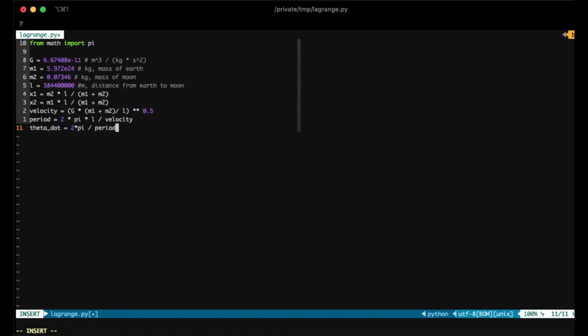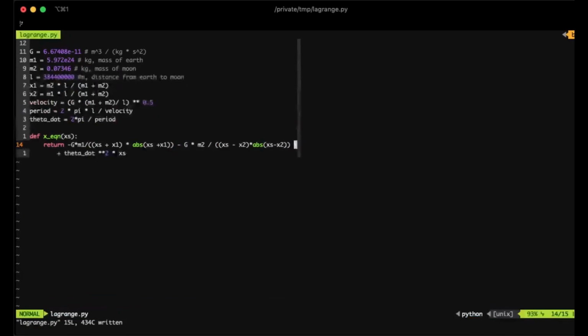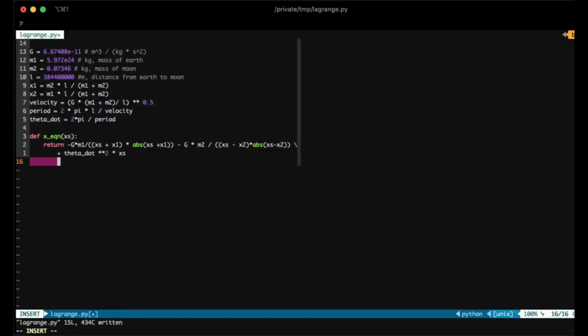Okay, so now we should be able to write our equation. So I'm going to write it as a function. So that's the first term, then we say minus G minus x2. And finally, okay, cool. So now I want to essentially solve this equation for a large variety of x values and plot the result and see what I get. So to do that, we're going to import some stuff from NumPy.